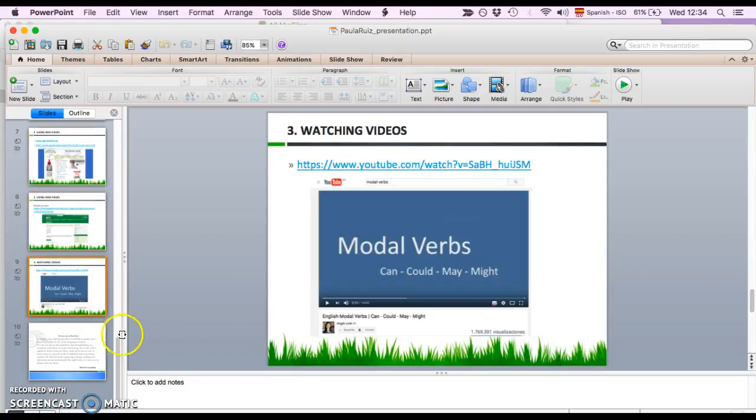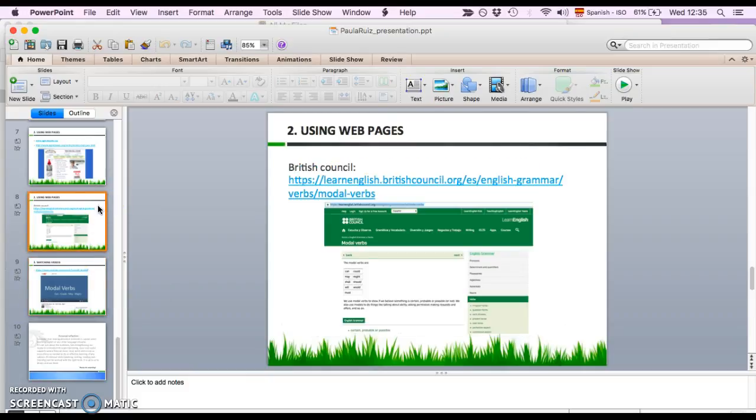Then I also consider there is another web page, that is from the British Council. They also have a special page for modal verbs, and they explain very clearly with videos and grammar explanations what modal verbs are and how we can use them.